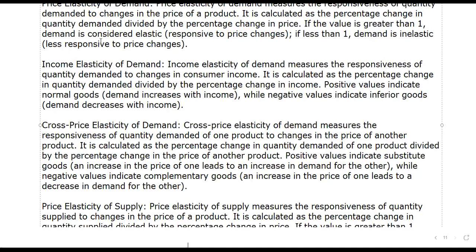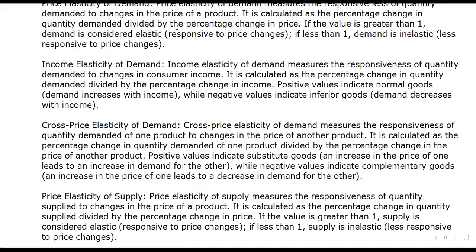Okay, so elasticity of demand simply measures the responsiveness of quantity demanded due to changes in price. It is calculated as a percentage change in quantity divided by the percentage change in price. So if we have a value greater than 1, we say it is elastic. If it is less than 1, it is inelastic. If it is equal to 1, it is what? Unit elastic.